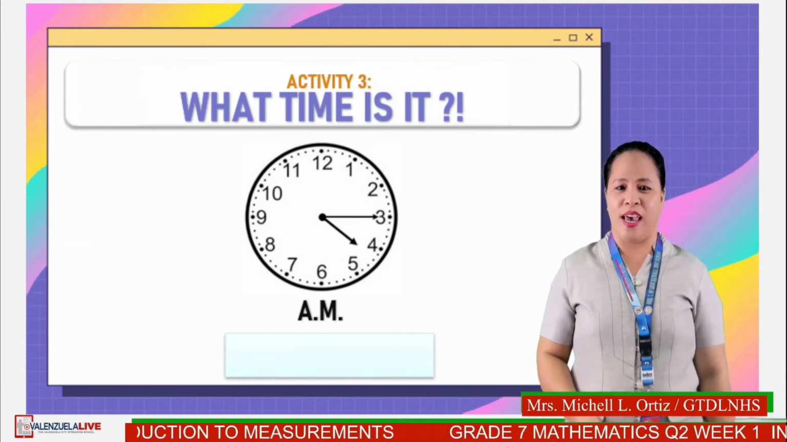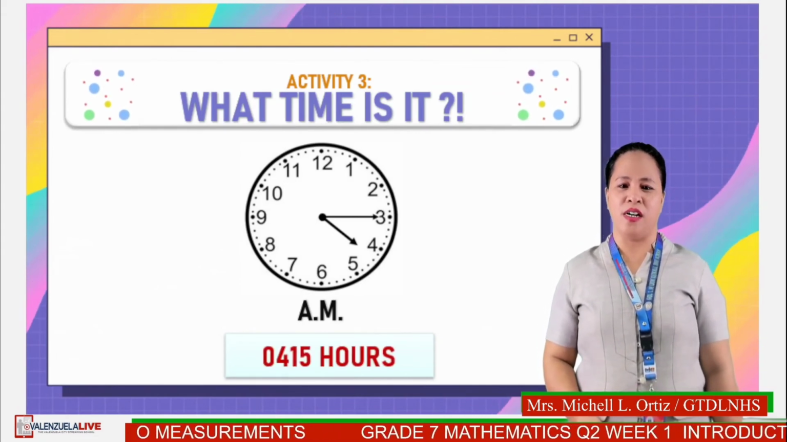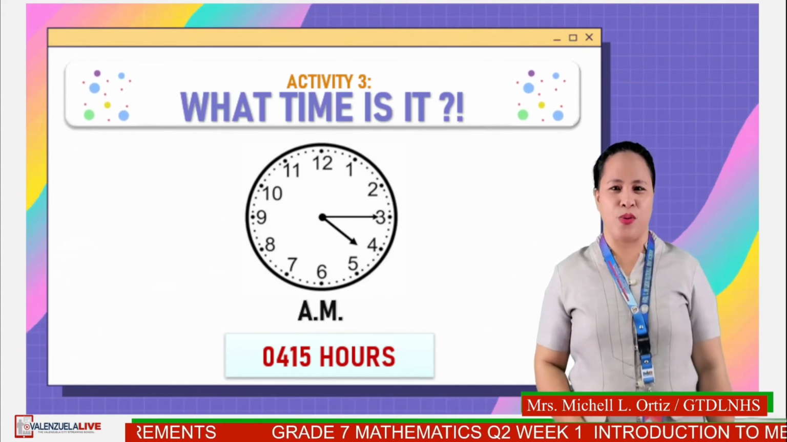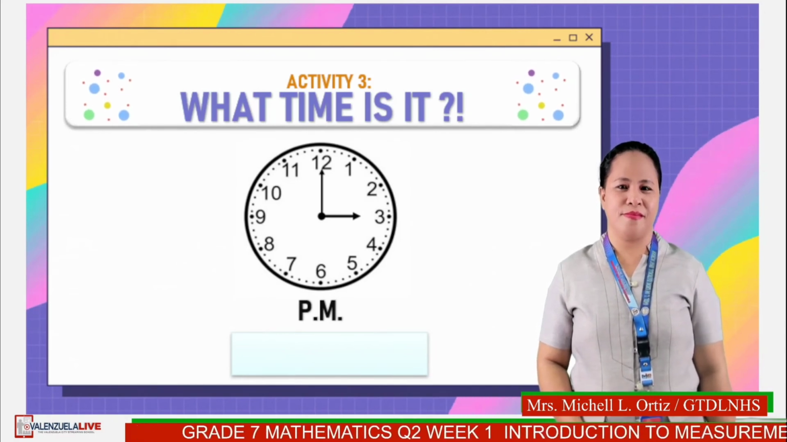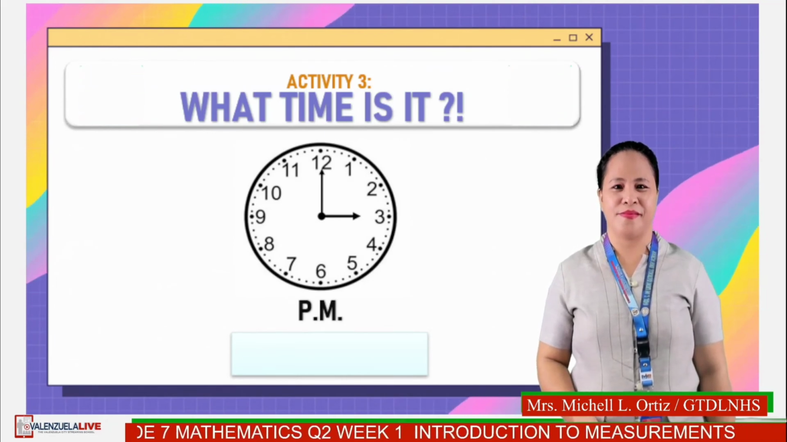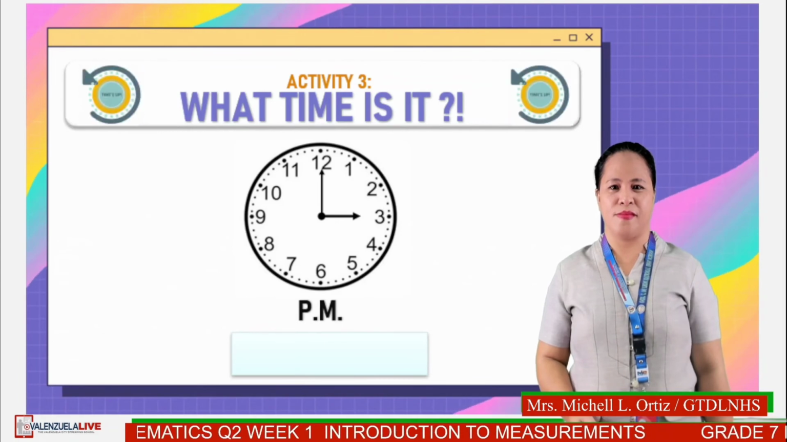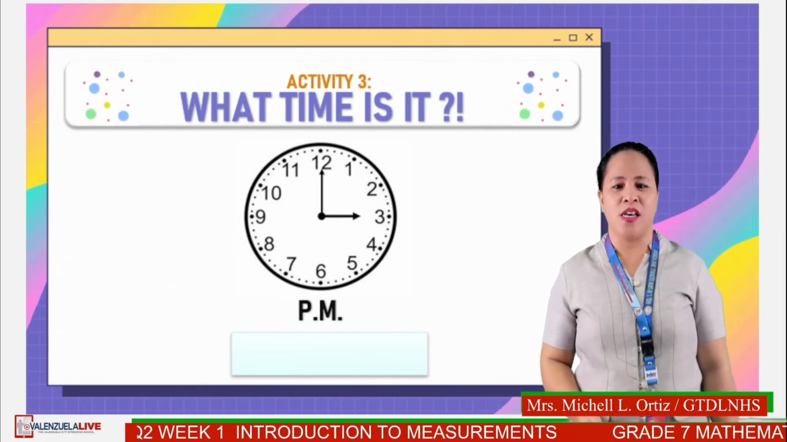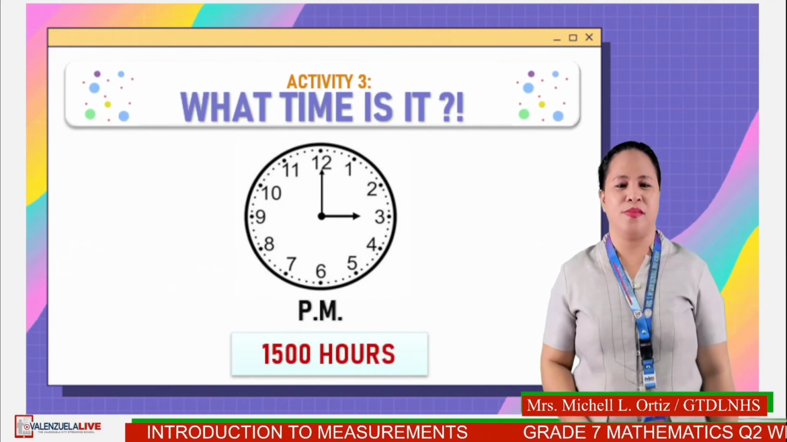If your answer is 1500 hours, then you are correct. Number 2. Five seconds. Go. If your answer is 1500 hours, then you are correct.